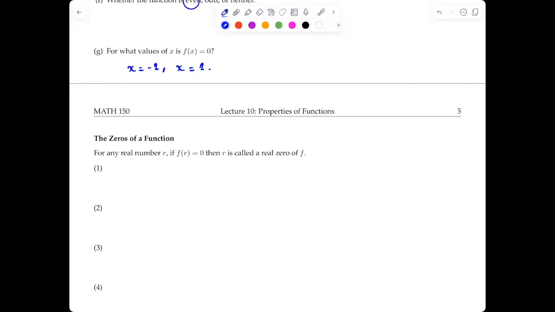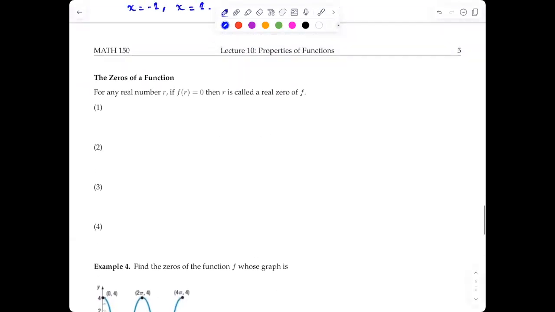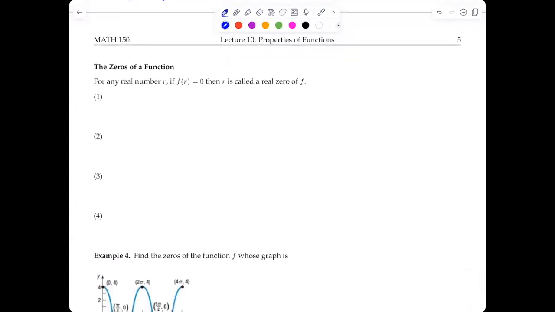So let me move on to the next concept, which is zeros of functions. All right. For any real number r, if f of r equals zero, then r is a real zero of the function. There are four different names that you can use. Let me find the correct names for this, just to make sure I have it correctly.